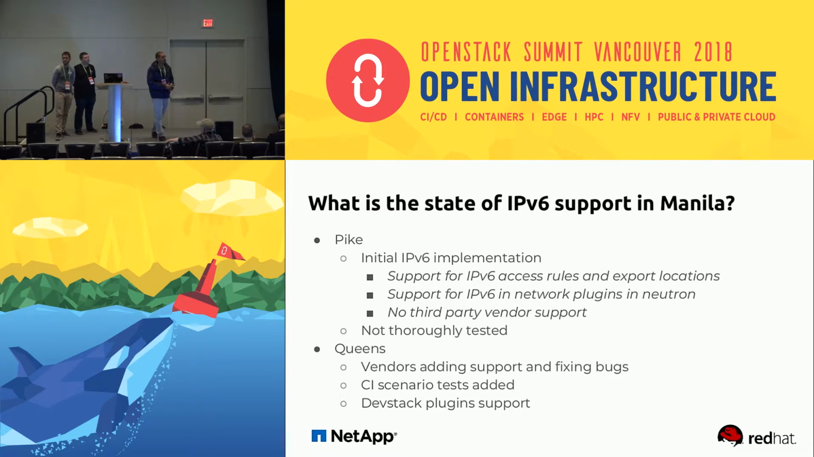In the Queens release, we started to add vendor support. So vendors started to work on that. NetApp started to support IPv6. We added some plugins on DevStack, so now we can test all the patches that run against Manila on IPv6. And now we can say that we fully support IPv6 on Manila. And that's the point of the talk, because Manila was one of the last OpenStack projects to support IPv6.